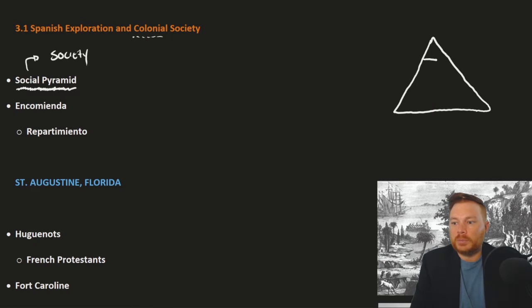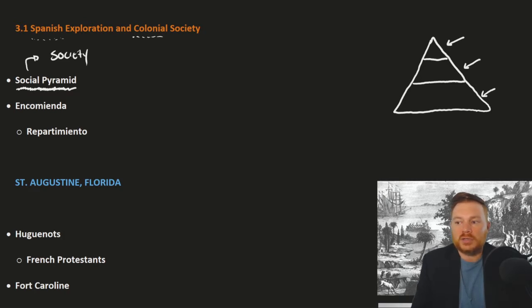And typically what social pyramids help us do is to understand the way that society is organized. Typically, the people who have the most power and influence are on the top, but they're fewest in number. Then you might have a class of people where there are a little bit more. And then finally, you have the underclass, which is typically the most in number, but has the least amount of power. So that's what a social pyramid is designed to represent. When you study various societies throughout the history of the world, people have organized themselves socially in different ways. We'll talk a little bit about how the Spanish organized themselves in the New World.